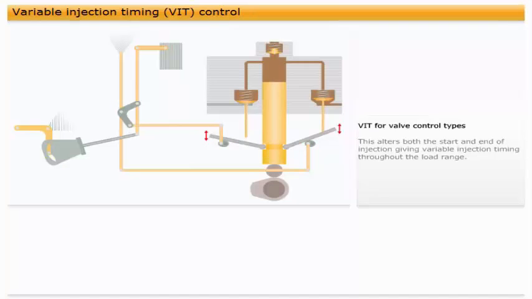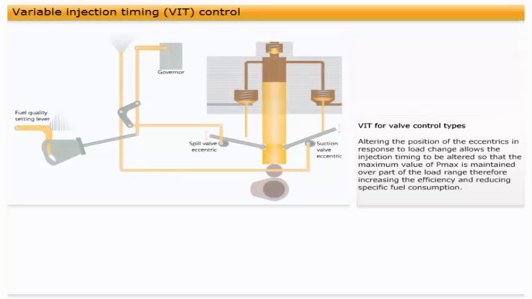The geometry of the linkage is designed so that the suction valve closes earlier or later depending on the actual engine load. The spill valve opens later as the load increases. Altering the position of the eccentrics in response to load change allows the injection timing to be altered so that the maximum value of Pmax is maintained over part of the load range, therefore increasing the efficiency and reducing specific fuel consumption.